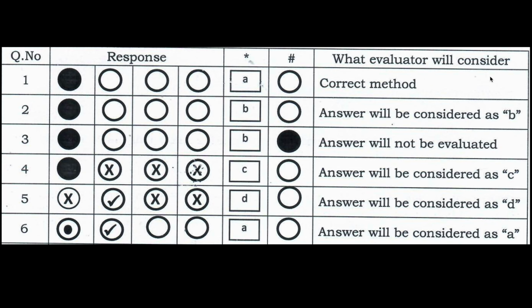Fifth one, as you can see, the student has marked D as the correct option in the star column. So D will be considered for the evaluation. In the sixth, he has not marked properly. He has put a dot, then he has put a tick, and later on he has written A in the star column. So again, A will be considered as the final response.